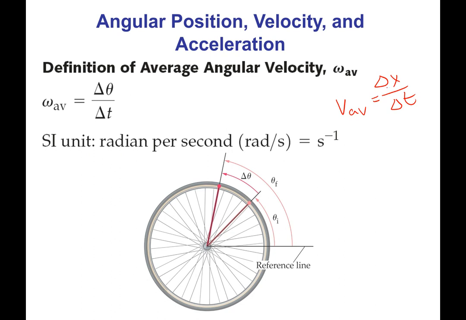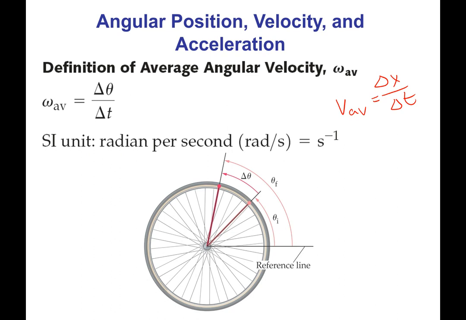So your change in distance over change in time, that's for normal velocity. This is your angular velocity. Your theta is just your angular position. So that is your angular displacement. That's all that is. Delta theta is your angular displacement, like delta x is your displacement, and x is your position.